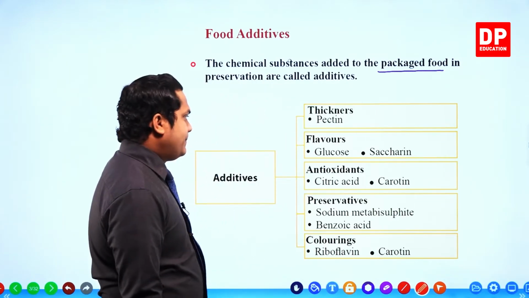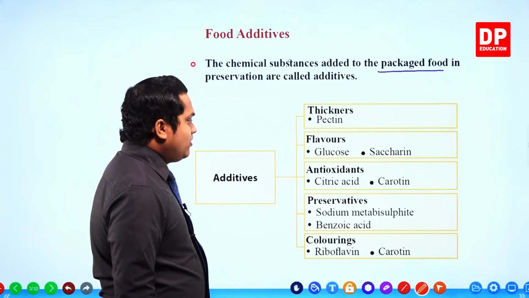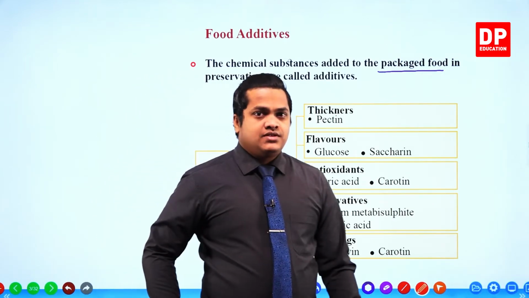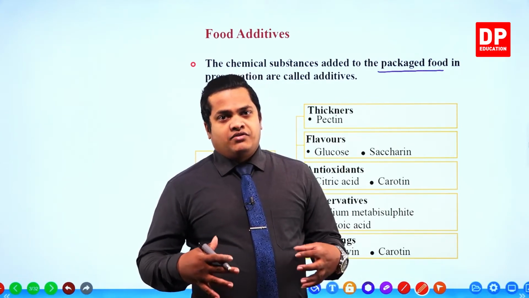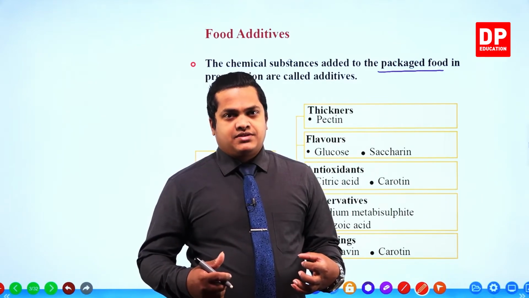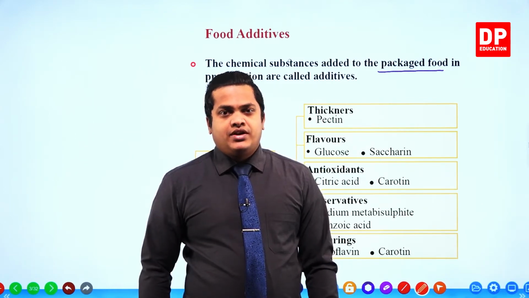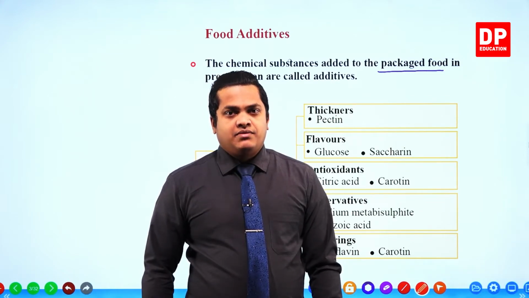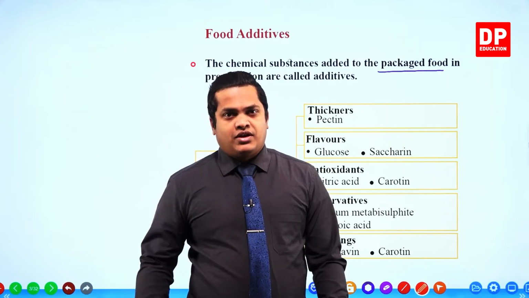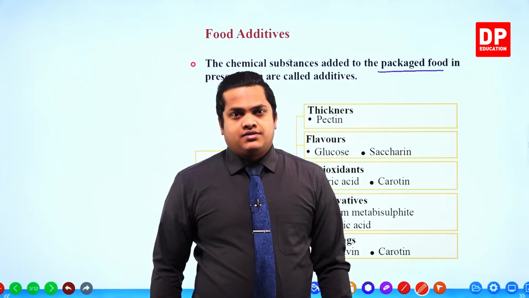Right, then the next one. Antioxidants. Under antioxidants, two things are given: citric acid and carotene. Antioxidants are the substances which help to destroy toxic substances contained within the food. So by that way, it helps to protect our body from poison in the food. It can be avoided by adding antioxidants.